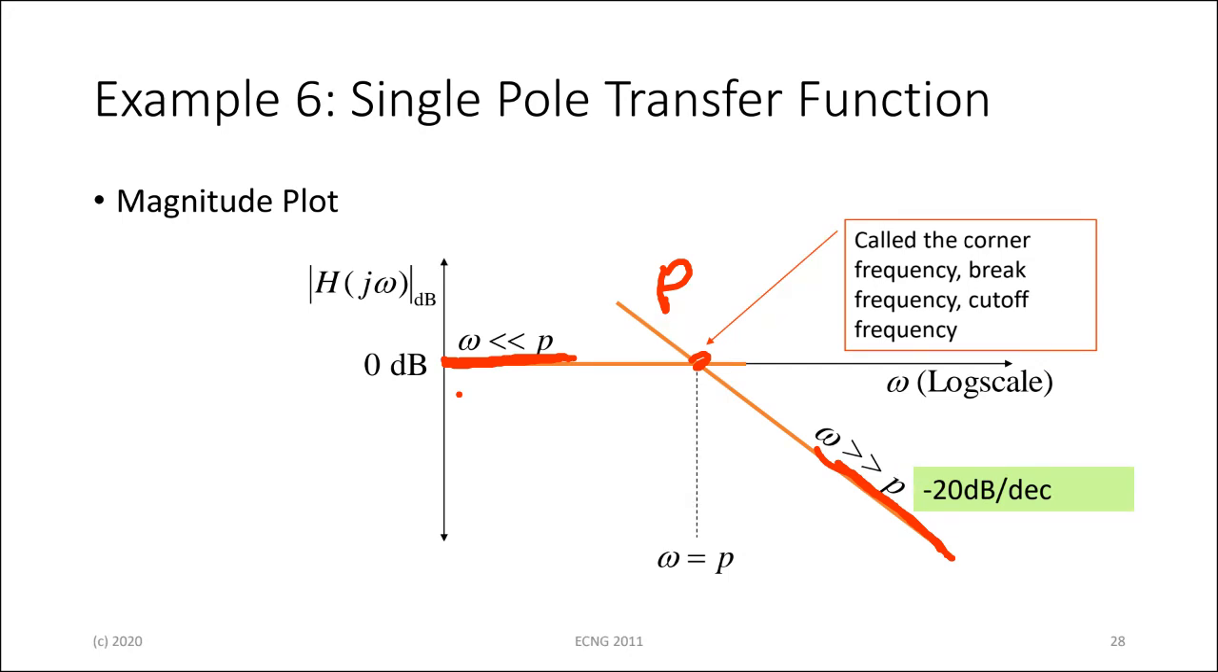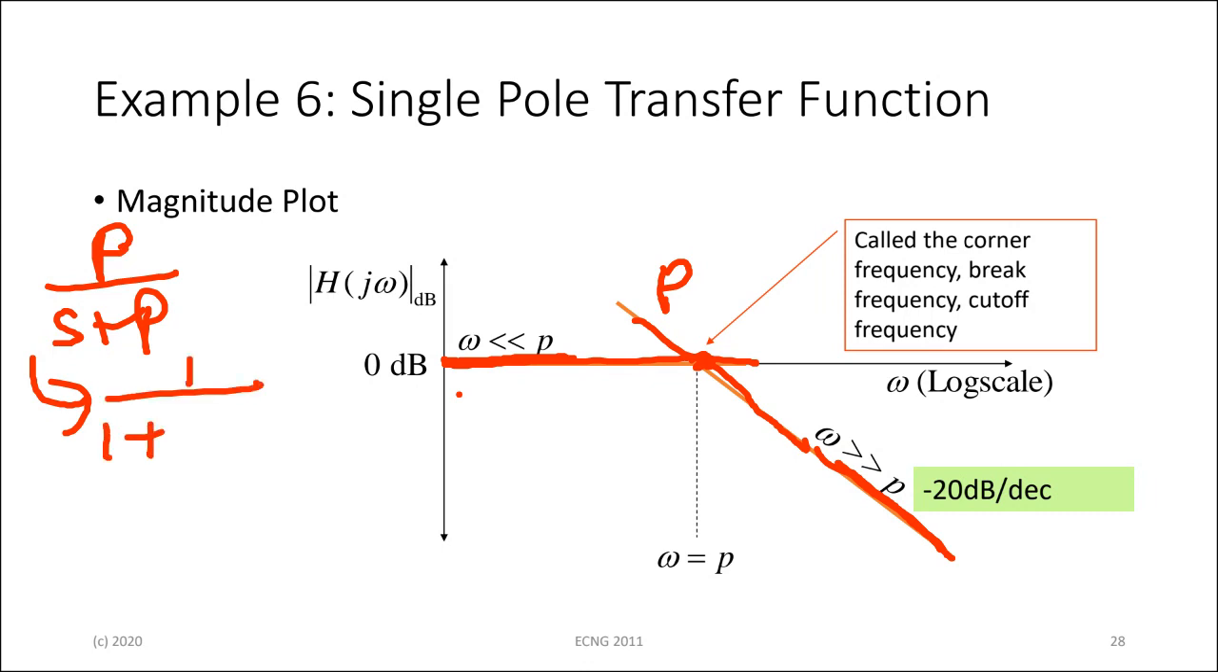And what we do, because it's a straight line or an asymptotic plot, we just draw the two straight lines and notice that they intersect at P. So in other words, the straight line approximation of P over S plus P, when you convert that to the frequency response domain, which is 1 over 1 plus j omega over P, you get a behavior that looks like this, which is the low pass filter response that we know already.